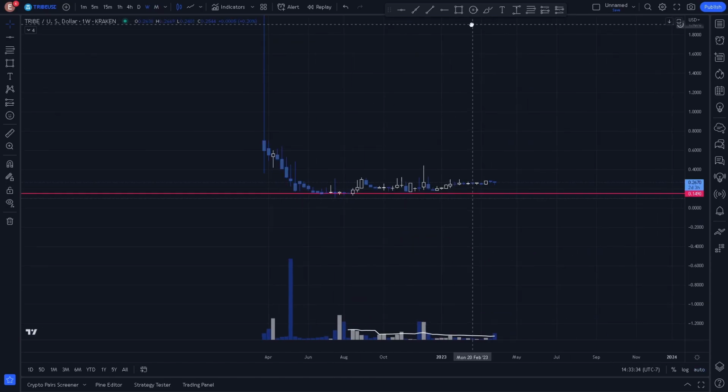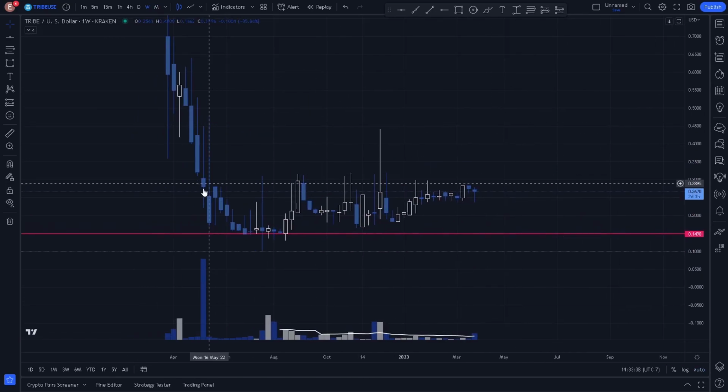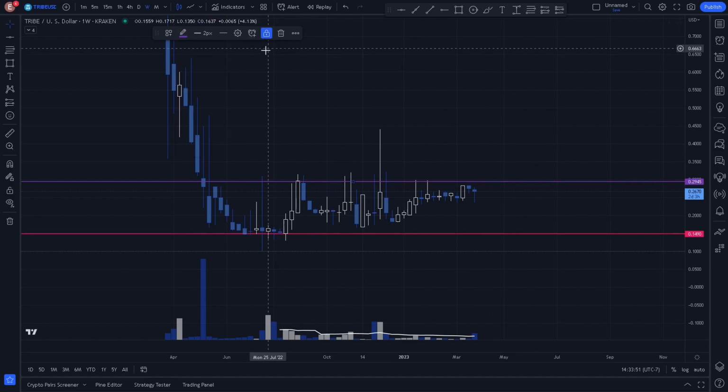Now, here in the weekly, what do we notice? We can see how price has respected our swing low here with multiple long wicks reacting to the level. And we can also plot a key level here on the weekly chart, as we see multiple reactions acting as resistance to this key level.